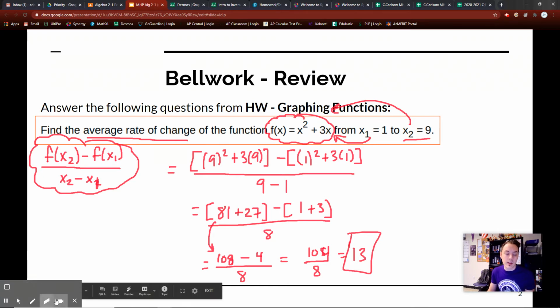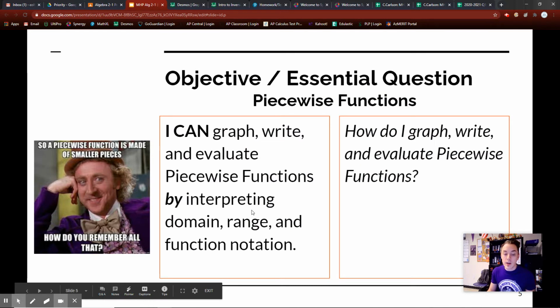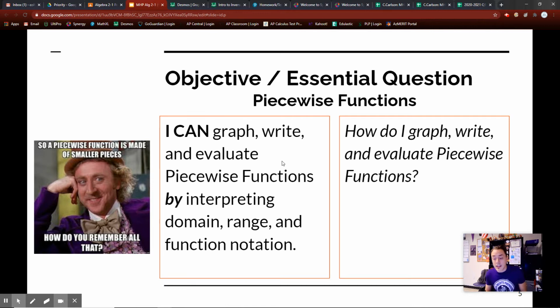I hope you're not putting the graphing functions homework quiz too far behind. Okay, you need to be getting that done. So we're going to begin our Cornell notes actually with piecewise function. I really, really like this lesson. It's very entertaining, but it can get tricky. Okay, it can get tricky.